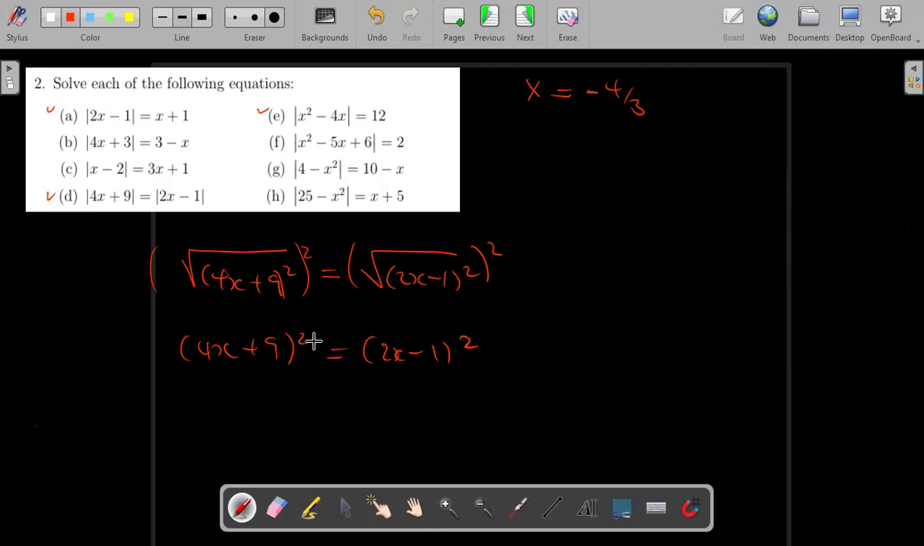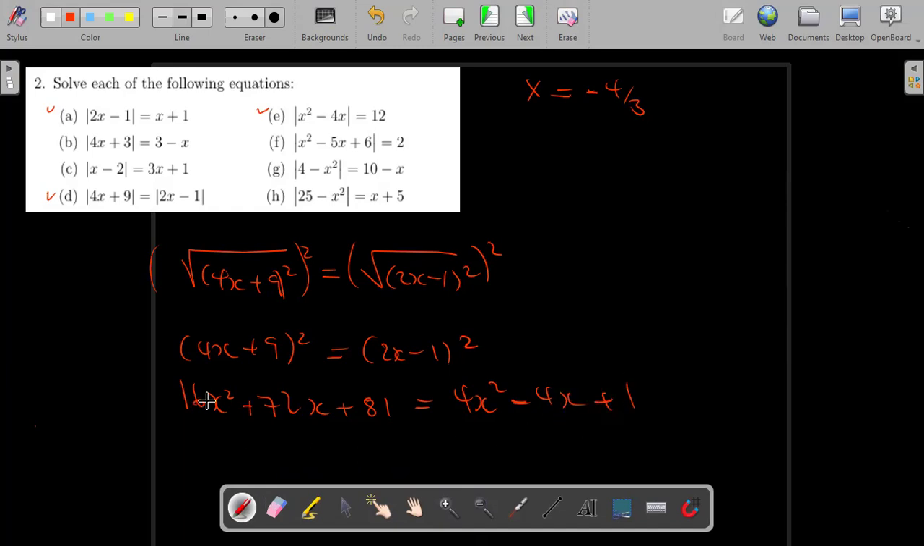And what does this give me here? I expand this: 4 by 4 is 16x squared. Then multiplying this, 36 plus 36 gives me 72x, then 9 times 9 gives me 81. Then the other one here is going to be 4x squared, minus 4x, plus 1.